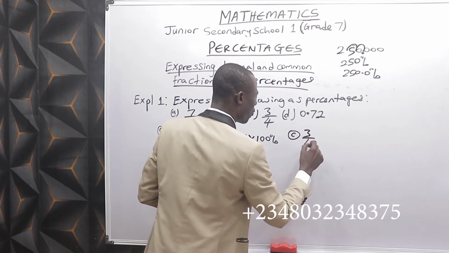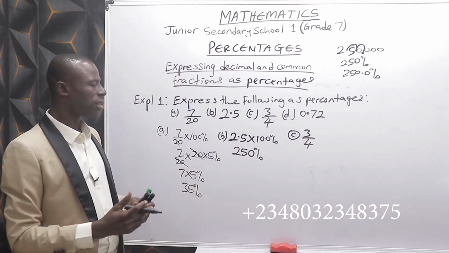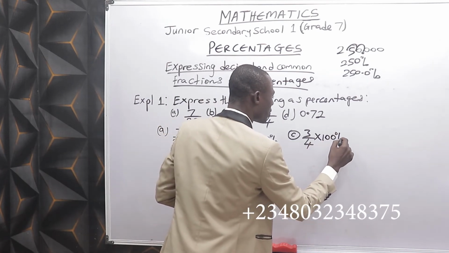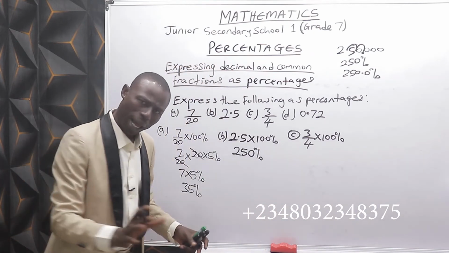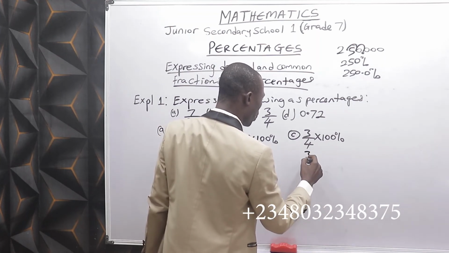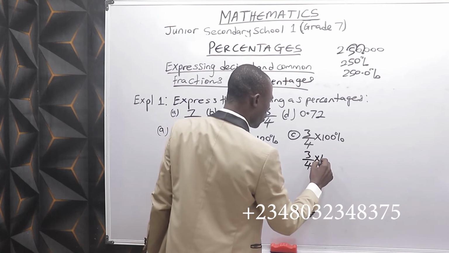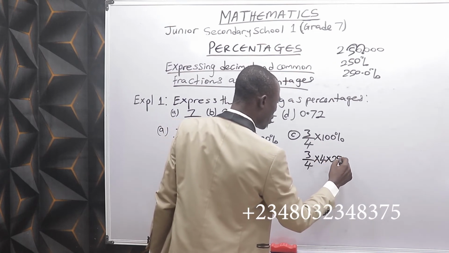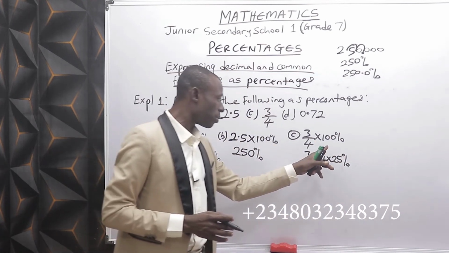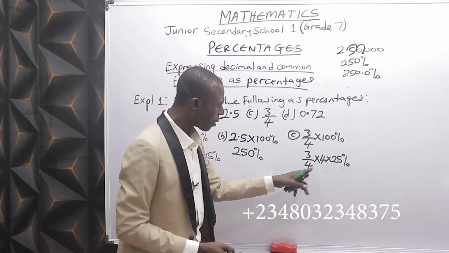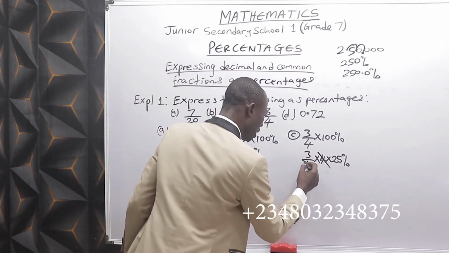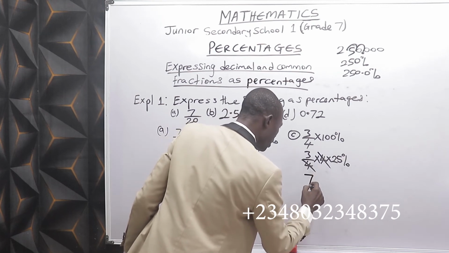Question C is 3 over 4. We want to express it as a percentage. We multiply it by 100%. Anything you want to convert to percentage, just multiply it by 100%. Which means 3 over 4 times 4 times 25%. I break 100% into 4 times 25%, which is the same thing as 100%. Why do I do that? So that I can confidently clear the 4 under. So easily you see this 4 cancelling this 4. 3 times 25 gives 75%.